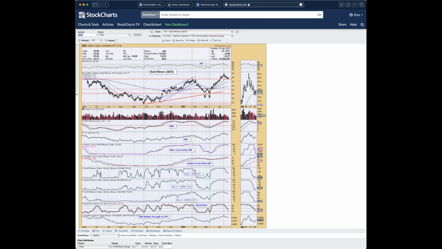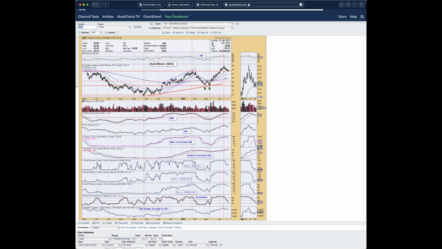Gold miners have been the darlings, have they not? Oh my goodness, no stopping gold miners. They finally pulled back. I was really excited to get involved, and then I noticed participation was still dropping. And yes, we're getting a reversal. It's right here on support, so this is probably a good time to buy, but I'm just not going to be interested until I see this start to move upward.